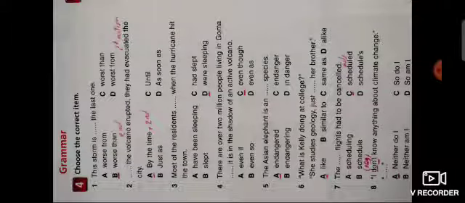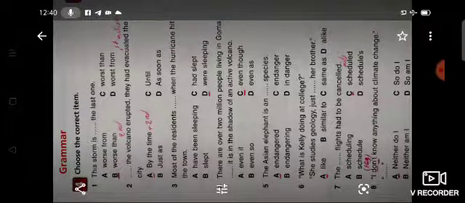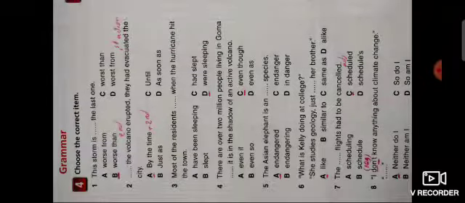Number five. The Asian elephant is an endangered species. Very good. The word species is a noun, and the word endangered is an adjective. The word species is a noun, so it needs an adjective to modify it. So we use endangered. The Asian elephant is an endangered species.